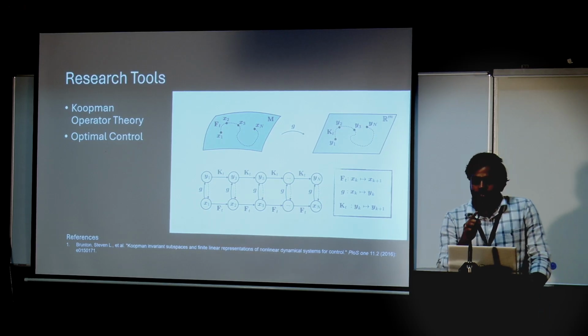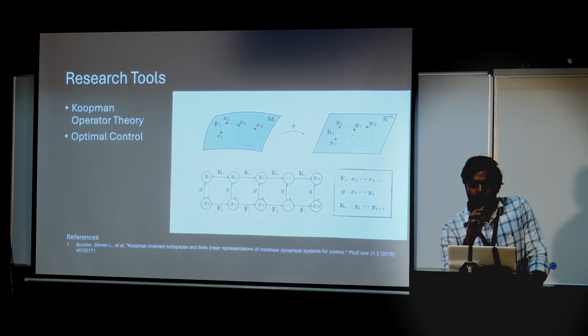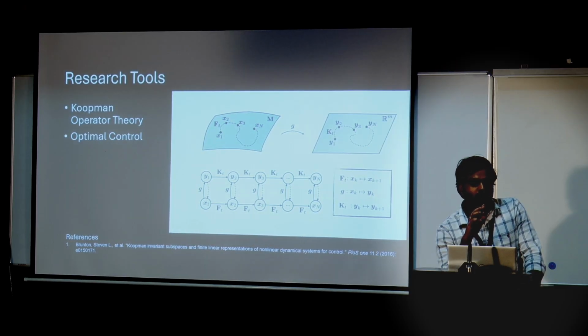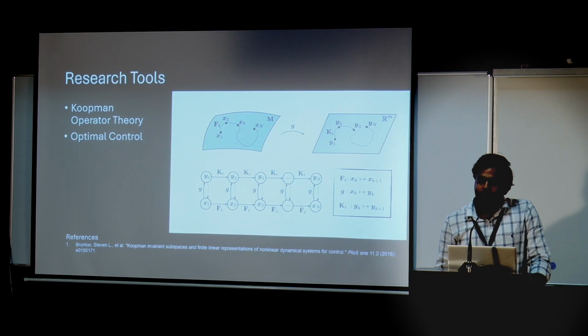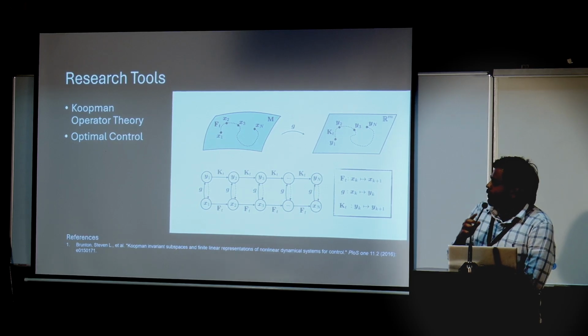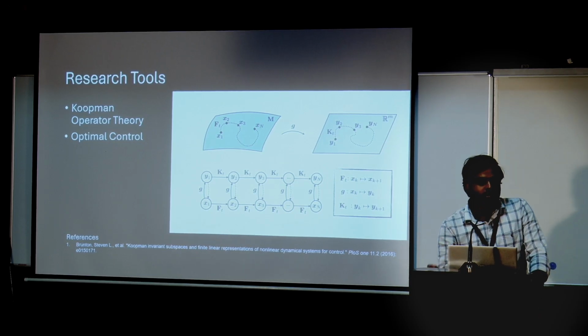So there are predominantly 2 research tools that we are using in this work. One is Koopman operator theory and optimal control. First I'll explain Koopman operator theory and why we are choosing this. Koopman operator theory is basically used to represent nonlinear dynamics using a global linear model, but the catch here is it's an infinite dimensional model.